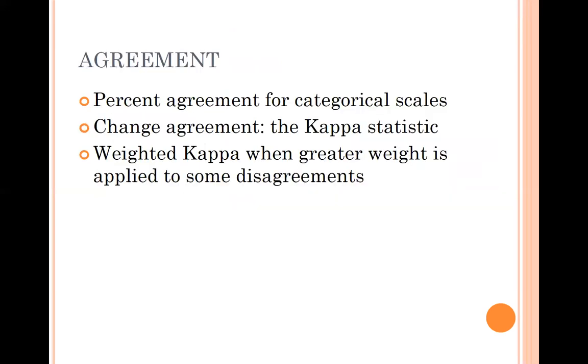So agreement means the percent agreement for categorical scales. The chance-corrected agreement is the kappa statistic. And a weighted kappa is when greater weight is applied to some disagreements. If you think some areas are more important than others, you may use the weighted kappa.